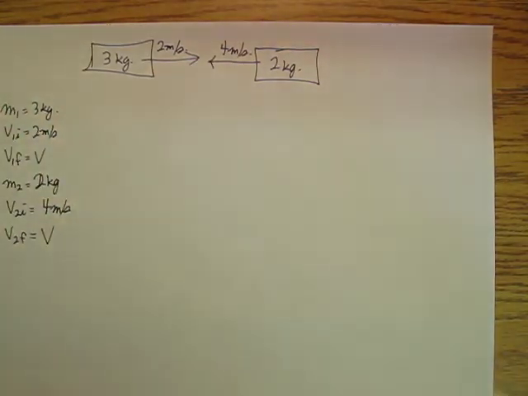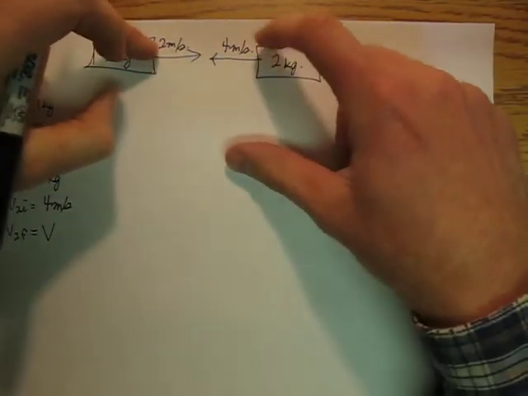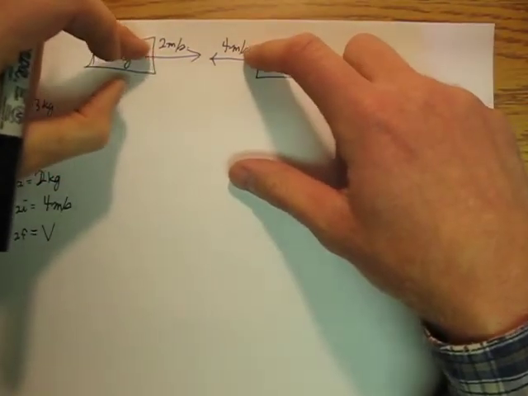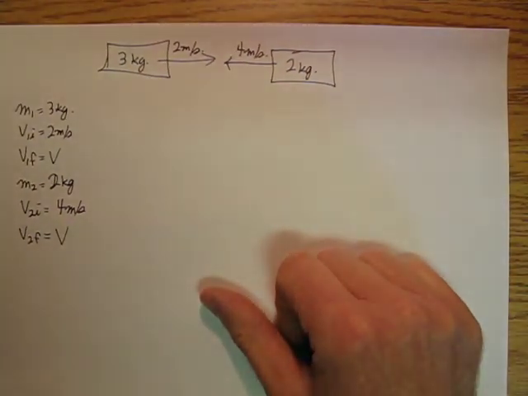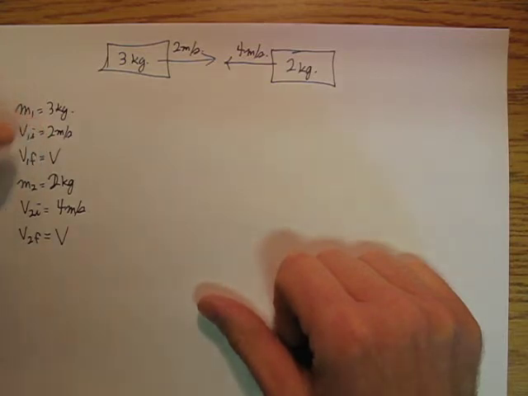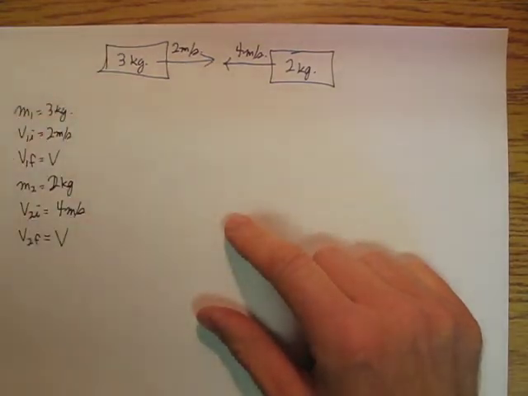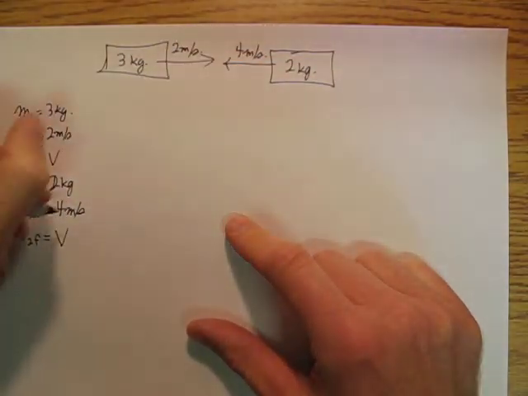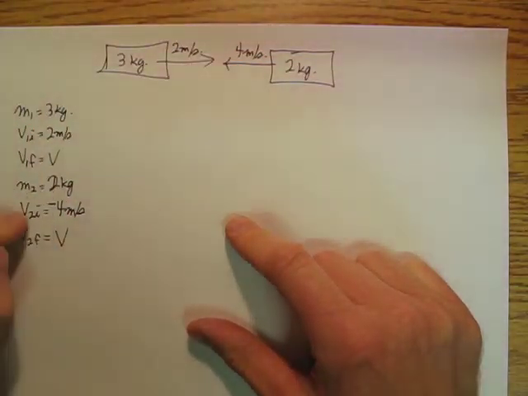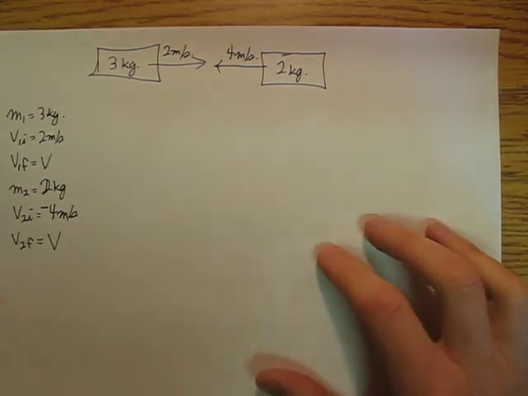But now we run into an issue. We have to express the fact that the two velocities are in different directions. So how do I do that? Well, I can either make 2 meters per second negative, or I can make 4 meters per second negative. I'm going to say positive is to the right, negative is to the left, so I'm going to say that my initial velocity of V2 is going to be negative 4 meters per second.